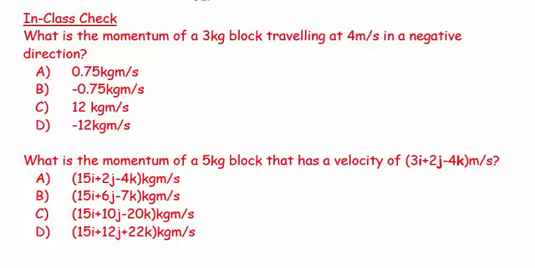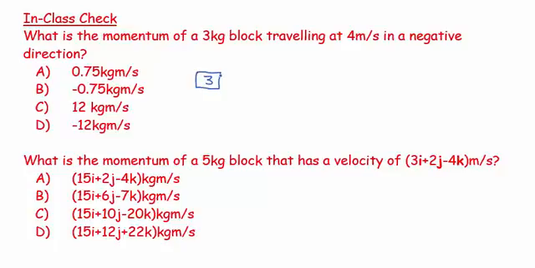Welcome. So these are two questions which are about momentum. And the first question says, what is the momentum of a 3 kilogram block traveling at minus 4 meters per second? It's traveling at 4 meters per second in a negative direction. So let's visualize to begin with.